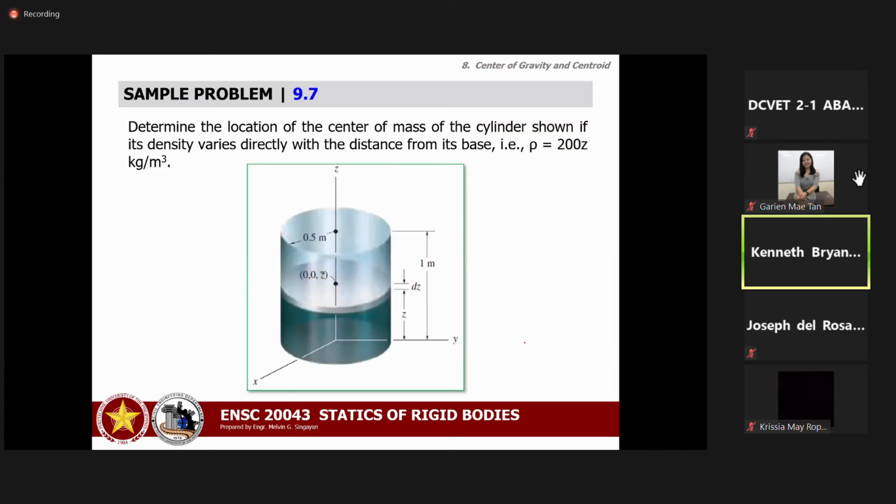So determine the location of the center of mass of the cylinder shown if its density varies with distance from its base, rho is equal to 200 z kilograms per cubic meter. Okay, so if the cylinder has a constant density, we know that the centroid of the cylinder will be at the middle, at one half of the height. But in this example, the density varies with the distance from the base. That's why rho is equal to 200 z. Then based from that, we need to locate the center of mass by applying integrations.